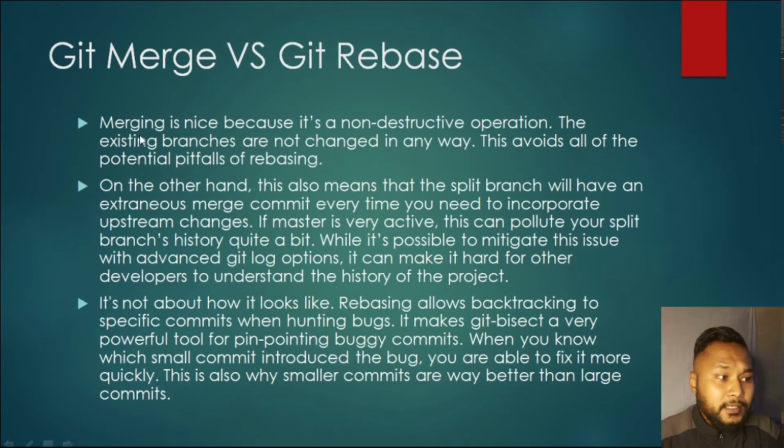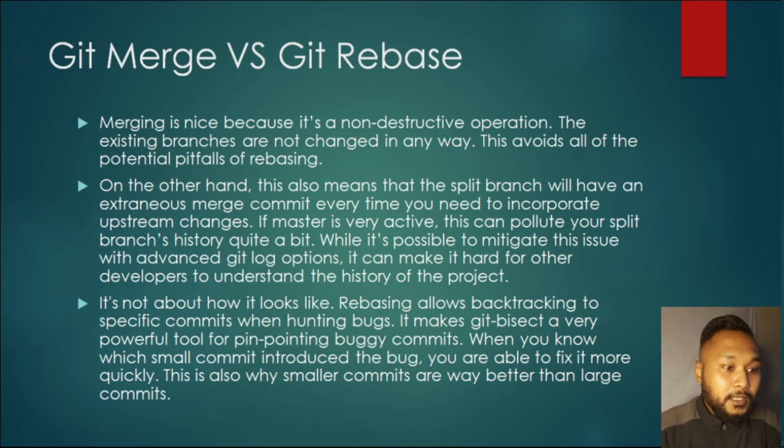Okay, Git merging is nice because it's a non-destructive operation. The existing branches are not changed in any way. This avoids all of the potential pitfalls of rebasing. On the other hand, this also means that the split branch will have an extraneous merge commit every time you need to incorporate upstream changes. That's basically what I explained to you earlier. If master is very active, this can pollute the split branch's history quite a bit.